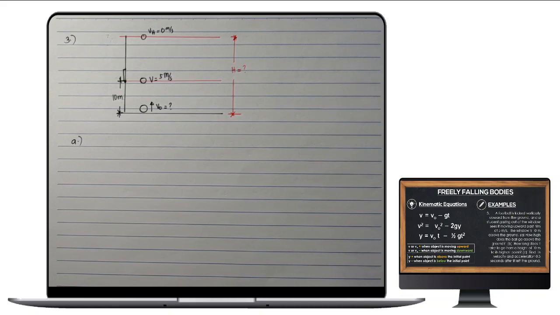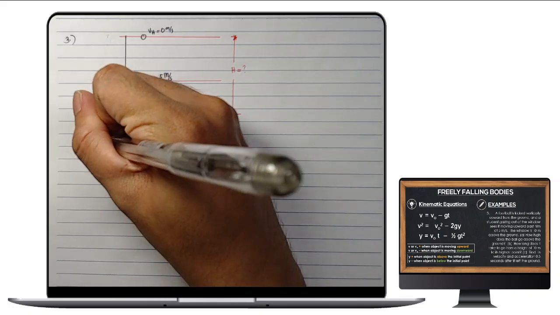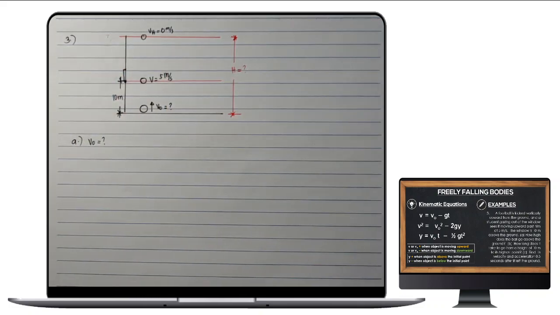So, para ma-solve natin yung y using the second equation, since wala din naman tayong time, hindi natin magagamit yung third equation to solve for the maximum height. So, first things first, hanapin muna natin si initial velocity. So, let's find first initial velocity. Okay, para mahanap natin yung height.